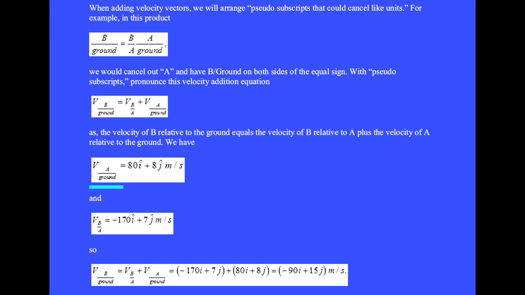We have the velocity of A with respect to the ground is 80i hat plus 8j hat meters per second, and the velocity of plane B with respect to plane A is minus 170i hat plus 7j hat meters per second. So the velocity vector addition becomes minus 170i hat plus 7j plus 80i plus 8j equals minus 90i plus 15j meters per second.